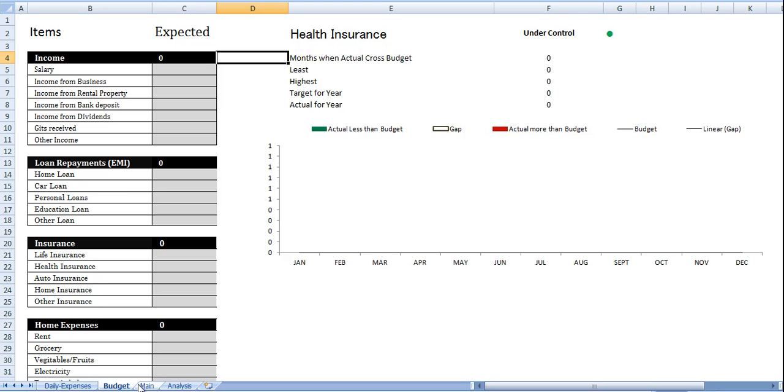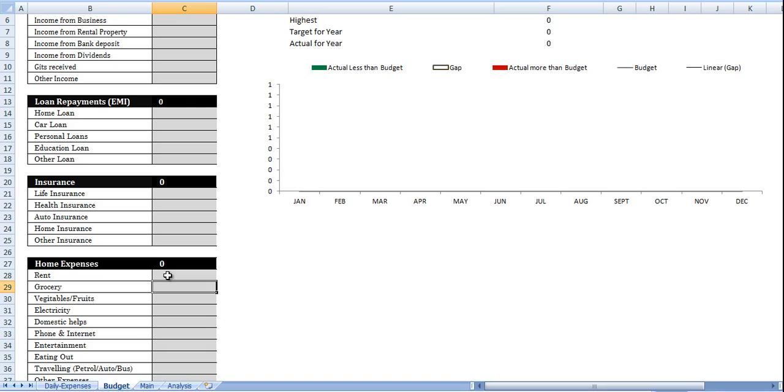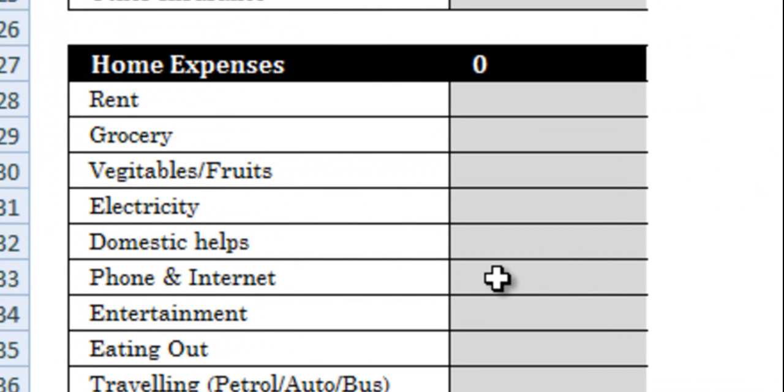The first thing you do is come to this budget sheet, and there are many things defined here. The first thing you have to do is define some numbers here. So you have to put in your income details, your insurance, your home expenses. What you are doing here is defining how much you want each to be.